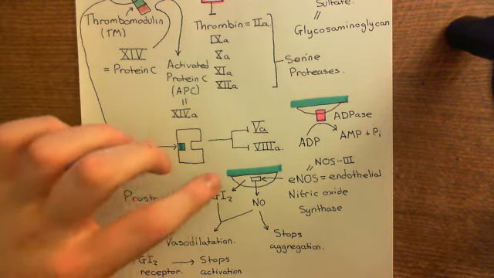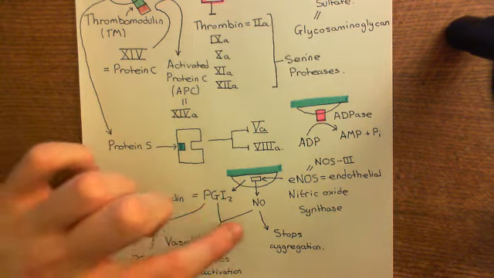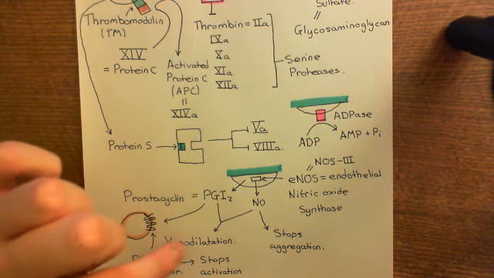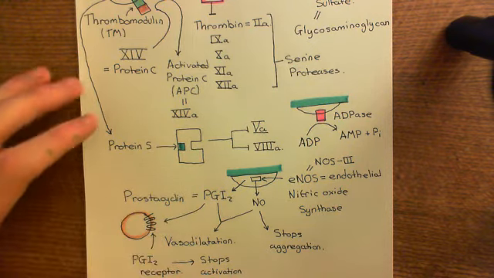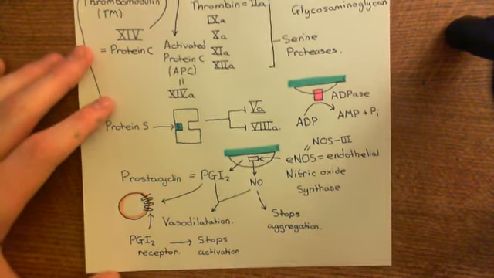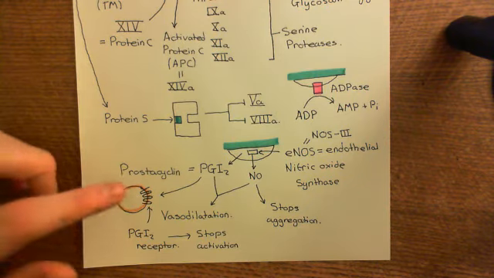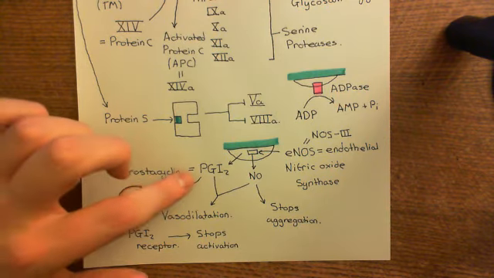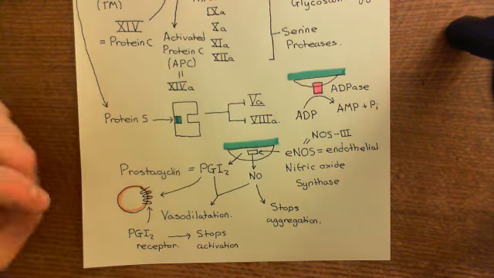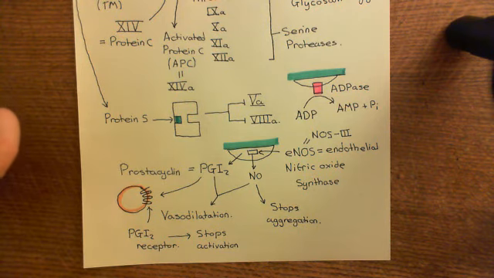Then finally, the endothelial cells we've also seen produce nitric oxide and prostacyclin, both of which cause vasodilatation, counteracting the effects of thromboxane A2, which is released by a thrombus. And in addition, prostacyclin also prevents activation of platelets.